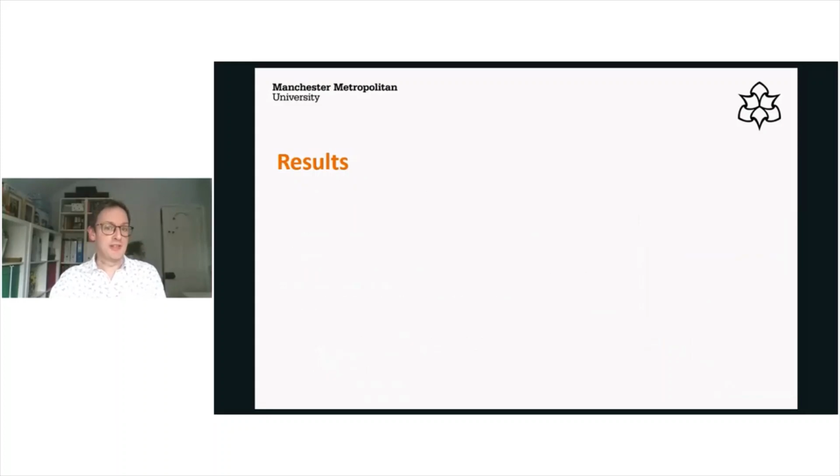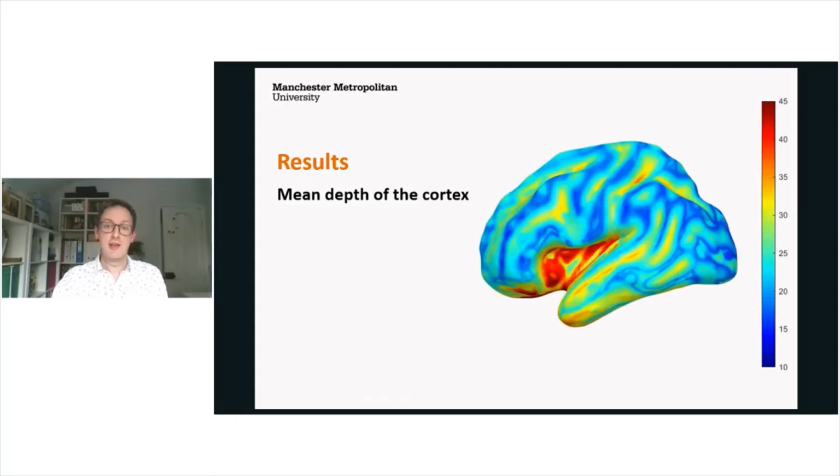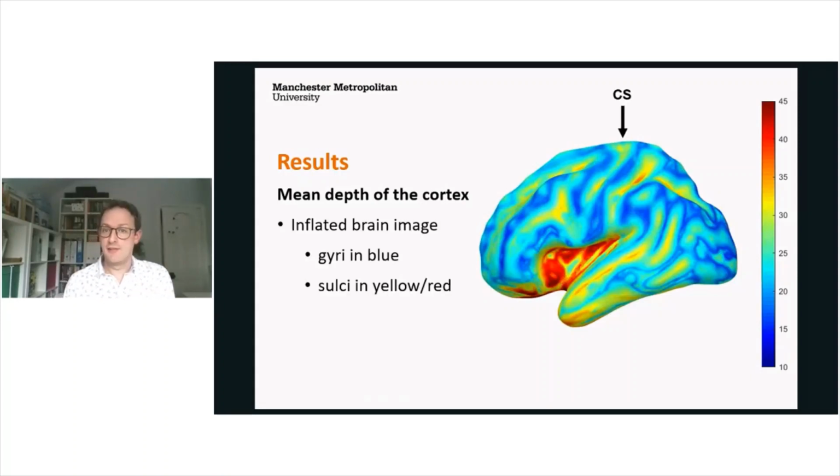Okay, so what do we find? Well, one thing we would look for in our group data is whether the group data matches what we expect a cortex to look like. This is an inflated image of the brain, so we've taken the mean of all of the MNI format images and just put them all together and found the mean depth of each of those voxels. Fortunately, it looks roughly the way we would expect.